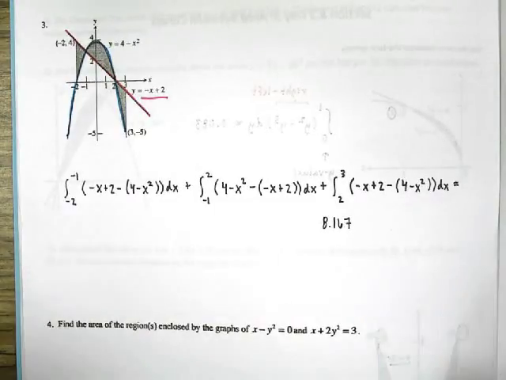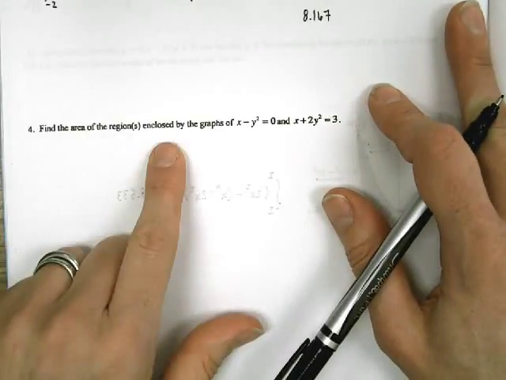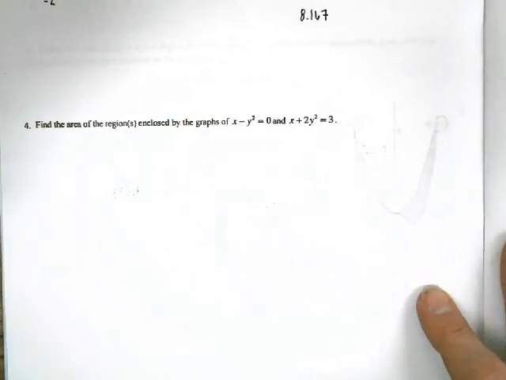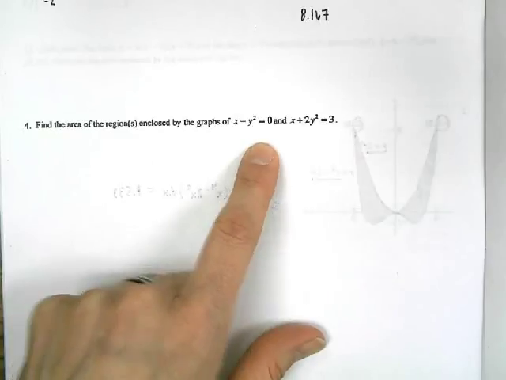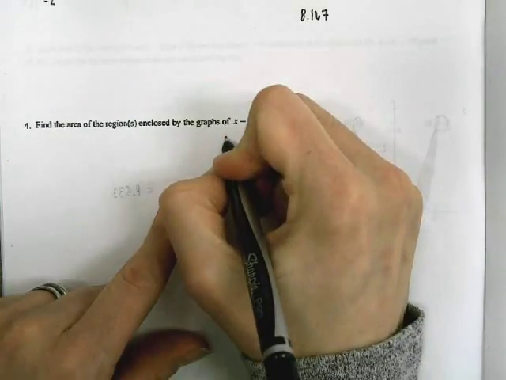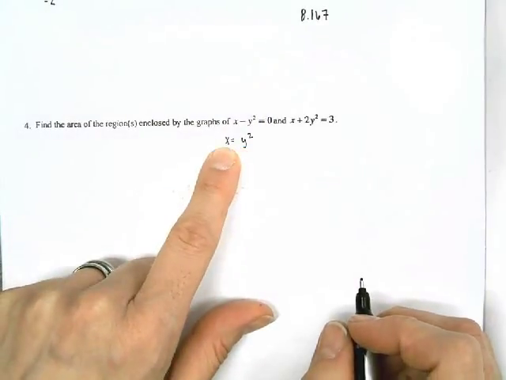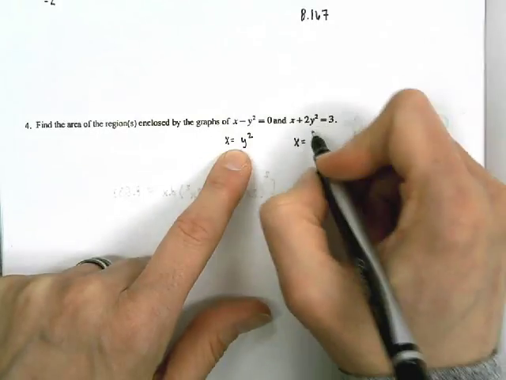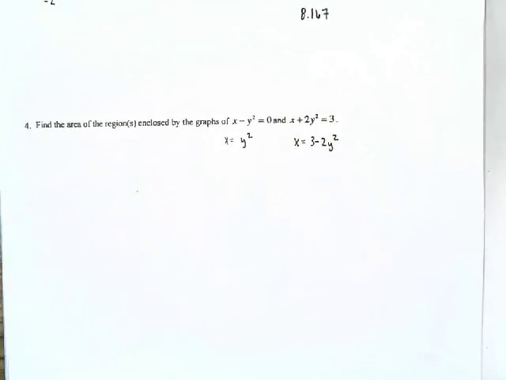All right, one more to go then. All right, so now it's asking us to find the area of the regions enclosed by these graphs. So first of all, my guess is this is going to be a right minus left situation, because it's going to be easiest to solve these for x in terms of y. So I'm going to get x equals y squared, and then x equals, let's see, this would be 3 minus 2y squared.